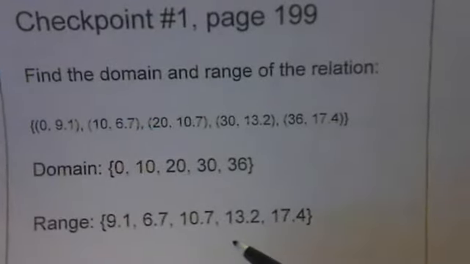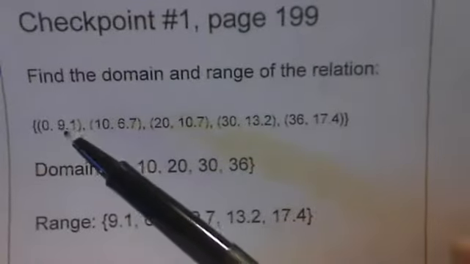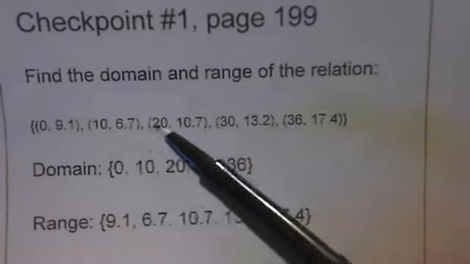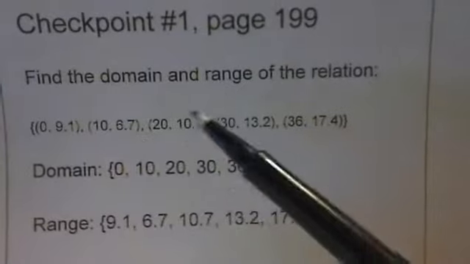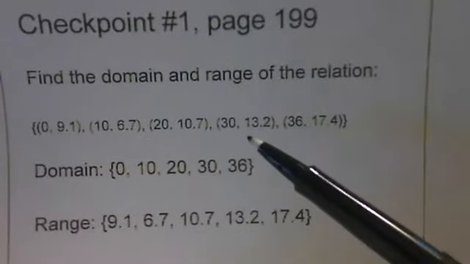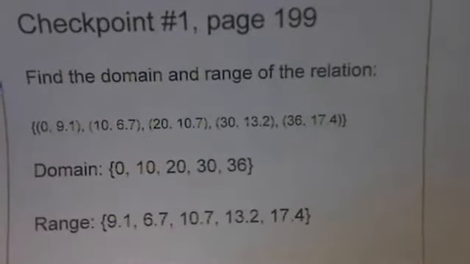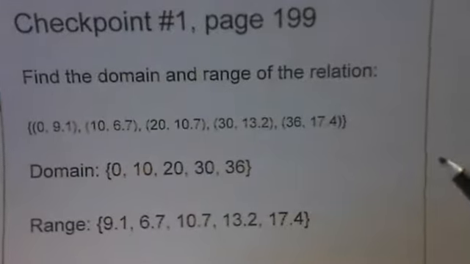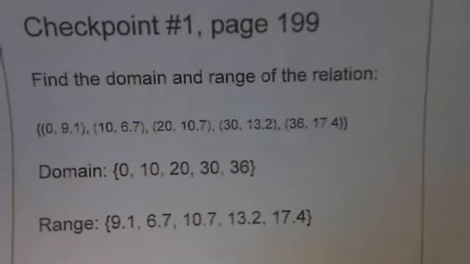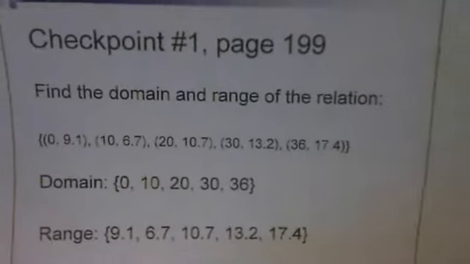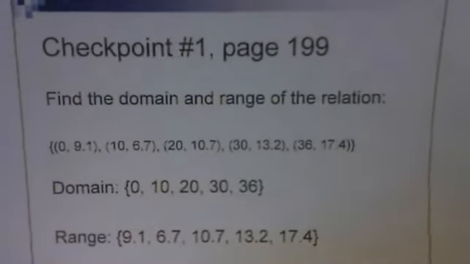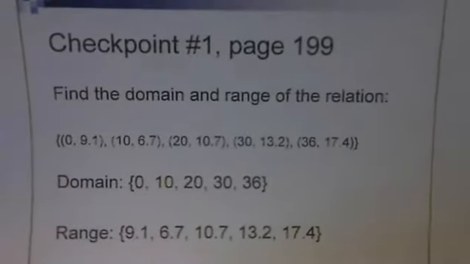Now for the range, that's a set of all y coordinates in this relation. That's 9.1, 6.7, 10.7, 13.2, 17.4. Okay, so pretty much understanding how to find the domain and the range of any relation. Okay, now let's look at some more definitions here. The next thing we'll look at is what a function is and what it looks like.